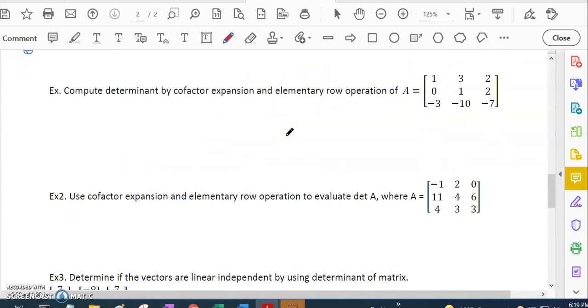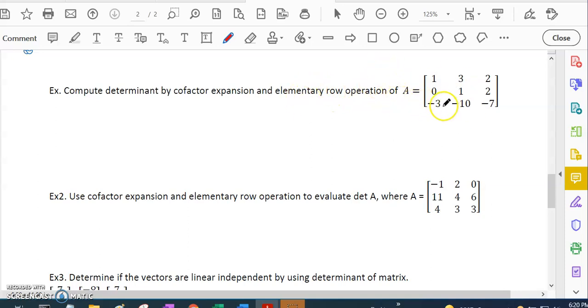Now, with all the things that we know about how to calculate determinants and its relationship with elementary row operation, now we have two tools in our hands that we can use to calculate determinant of a matrix without a calculator. So for example, I have this matrix and I want to use cofactor expansion as well as elementary row operation to find the determinant. So kind of like to find the determinant in the least steps.